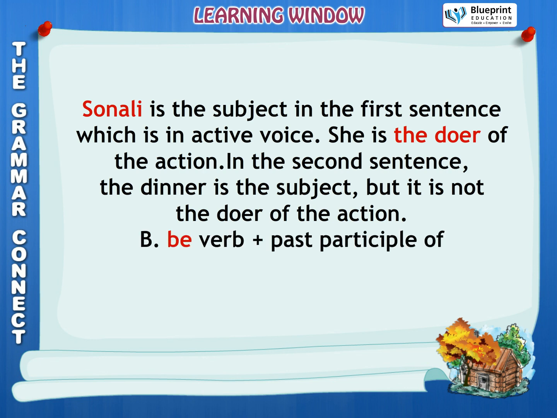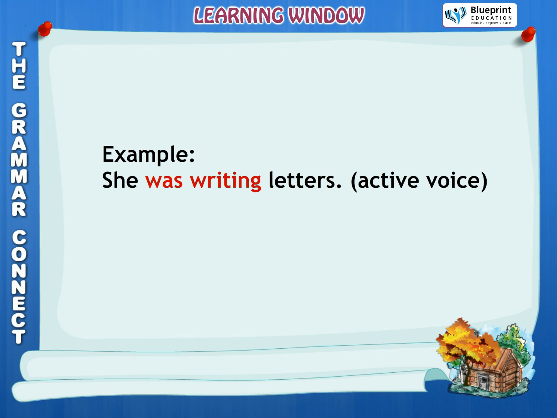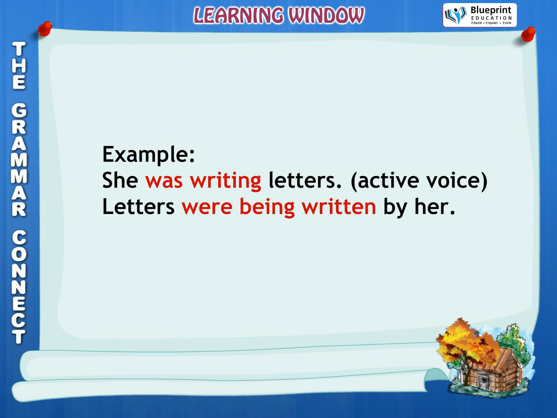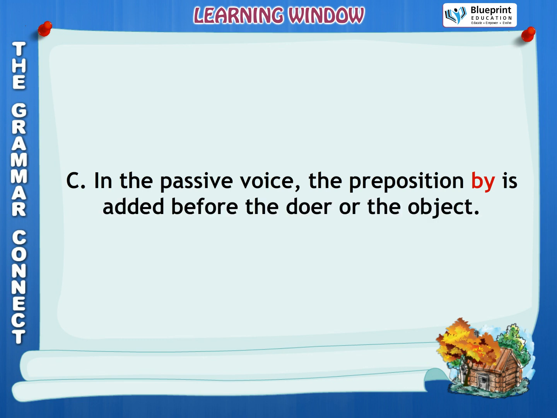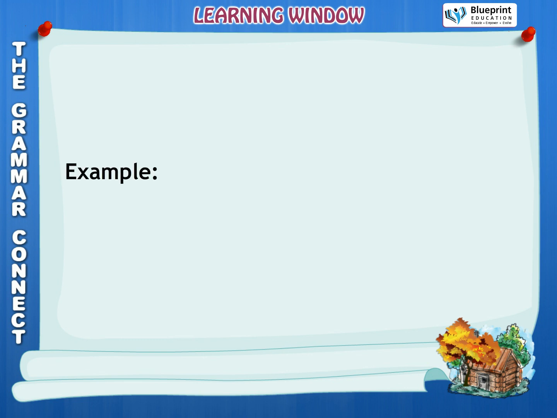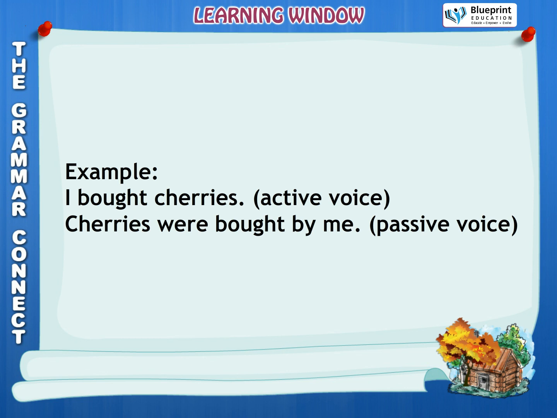B. Be verb plus past participle of the original verb is used. Example, she was writing letters. Active voice. Letters were being written by her. Passive voice. C. In the passive voice, the preposition by is added before the doer or the object. Example, I bought cherries. Active voice. Cherries were bought by me.